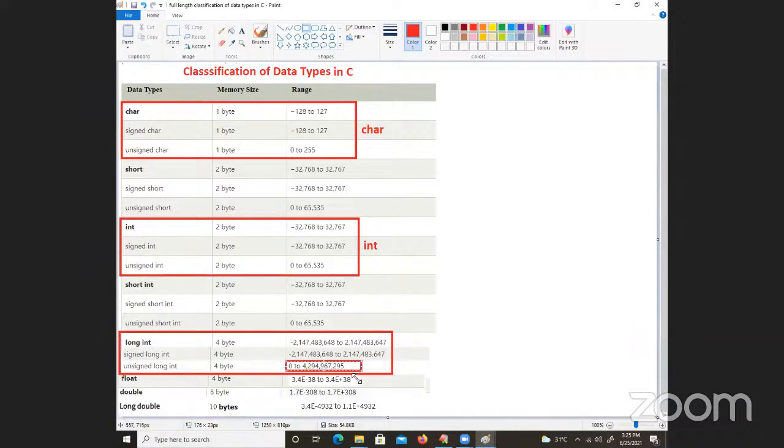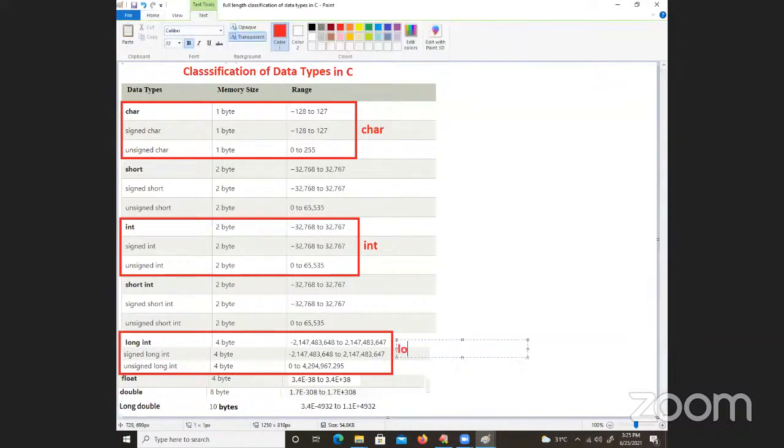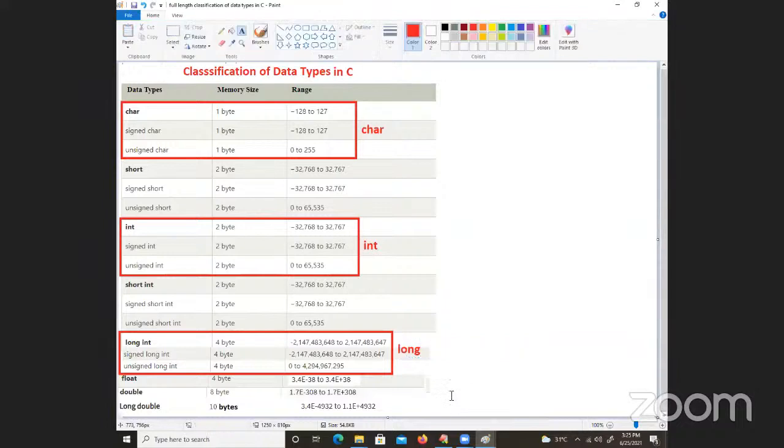So how many types of long are there? Long contains signed long int and unsigned long int. How many types of long int? Two types. Please type it and show me.